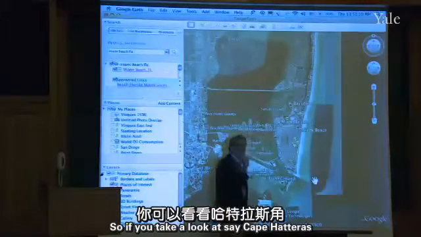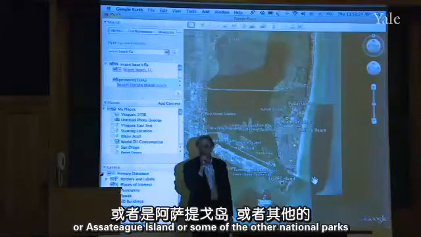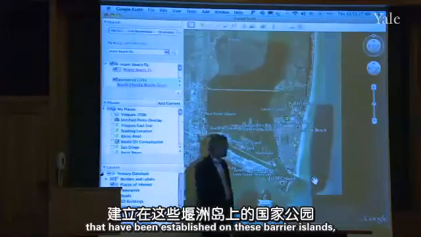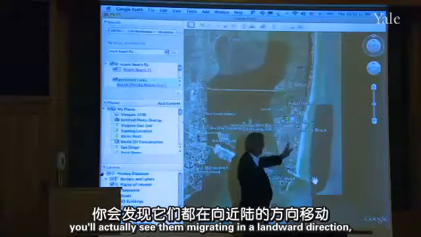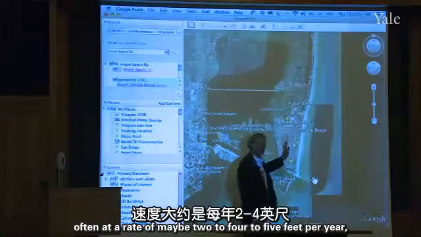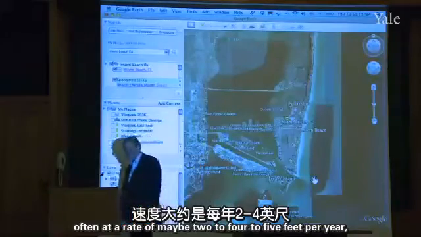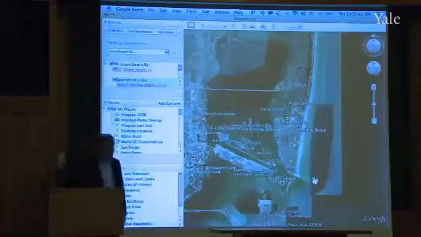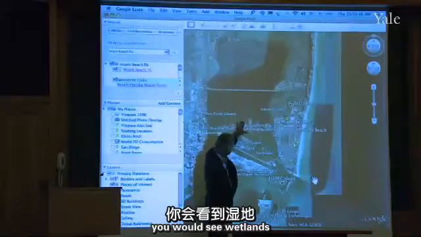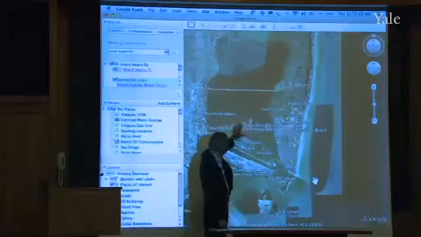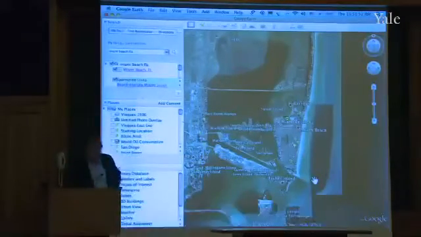So if you take a look at, say, Cape Hatteras or Assateague Island or some of the other national parks that have been established on these barrier islands, you'll actually see them migrating in a landward direction, often at a rate of maybe 2 to 4 to 5 feet per year, depending upon storm intensity. In a natural condition, you would see wetlands in the bay, and it would be a very active nursery for a variety of commercial marine species, as I mentioned earlier.